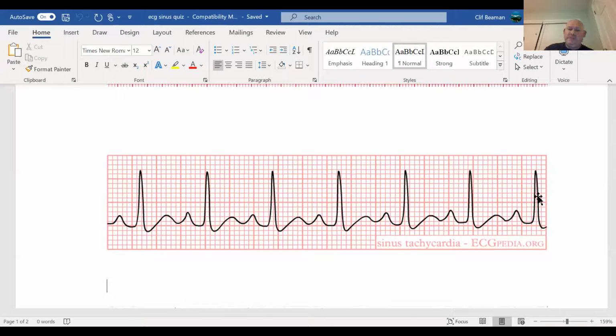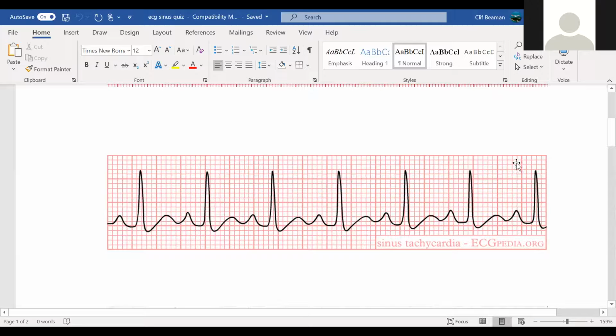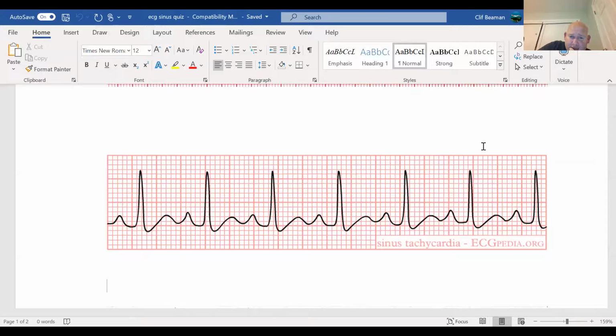So look at this rhythm. Are these QRSs evenly spaced? Do they seem to be happening on a regular interval? Are they about the same width apart from the first one to the second one? Is it about the same distance from the second to the third, and then the third to the fourth? Yeah, it's close, yes. It's a little bit off, but it's fairly close, right? Okay. And so it's regular.